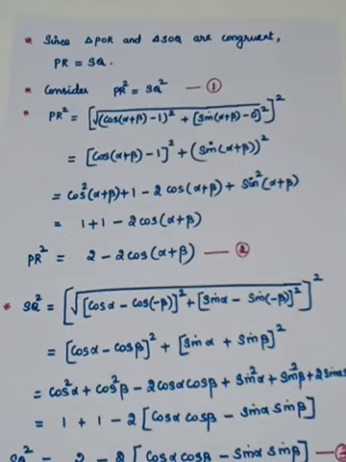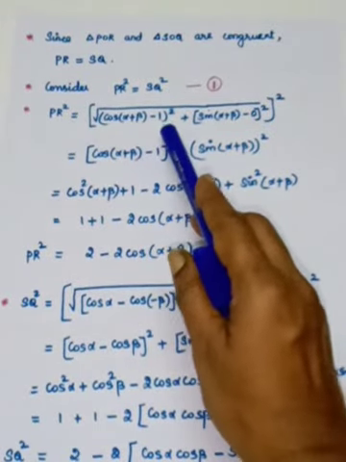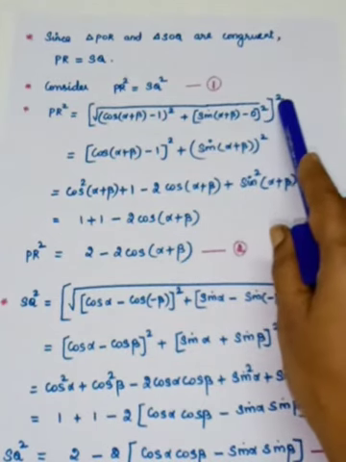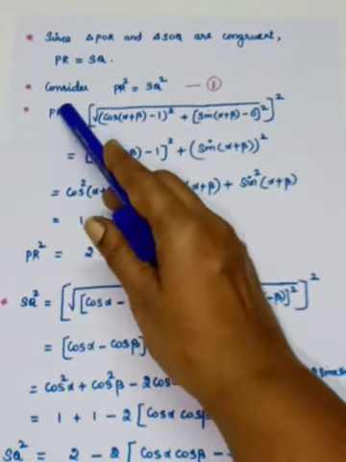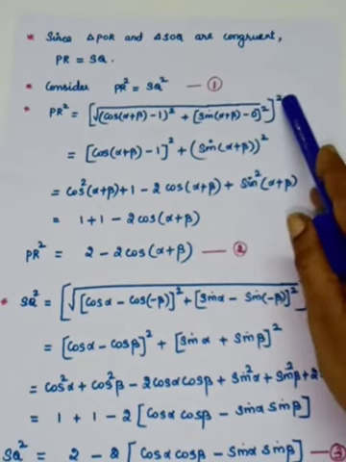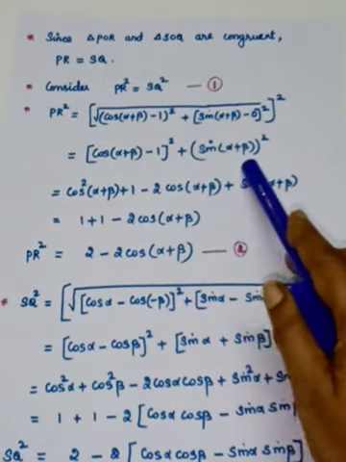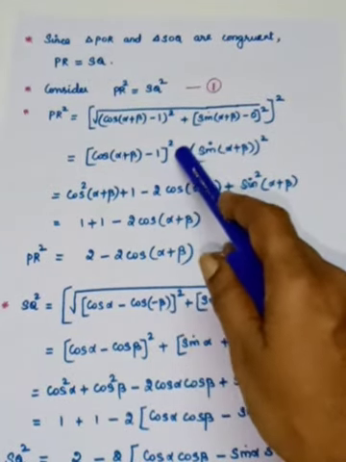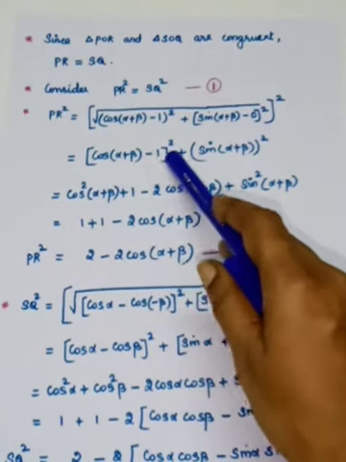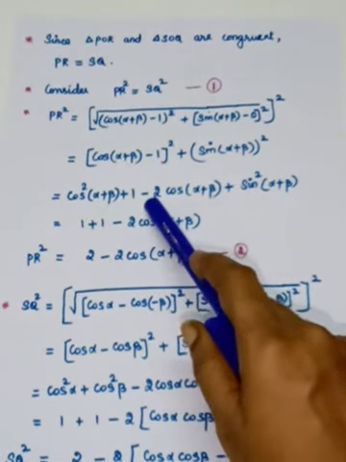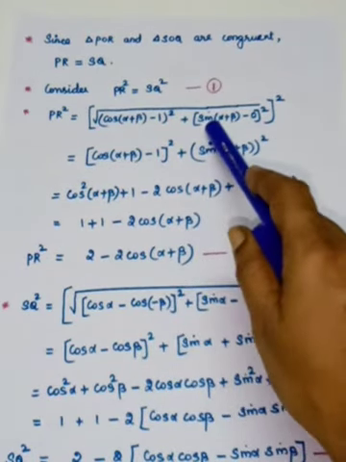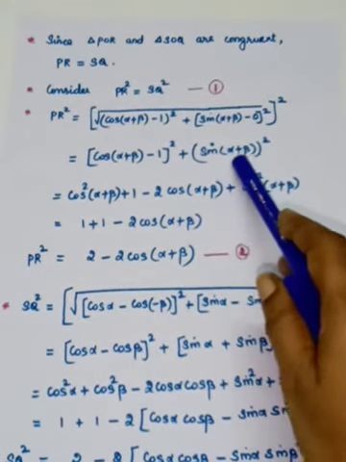You see what I have written here: cos of alpha plus beta minus 1 the whole square plus sin of alpha plus beta minus 0 the whole square. Why have I squared here? It is given as PR squared. So PR distance I have written using the square root, and the square and the square root get cancelled, and you have this term. It is in the form of (a minus b) the whole square: a squared plus b squared, that is 1, minus 2ab, 2 into 1 into cos of alpha plus beta, plus sin of alpha plus beta minus 0, the whole square.